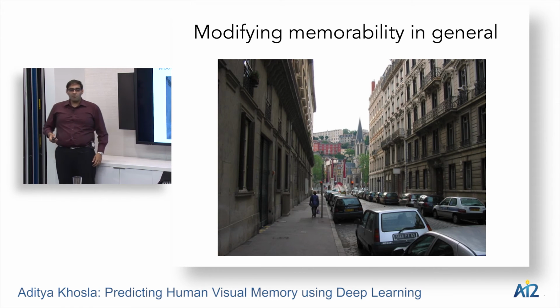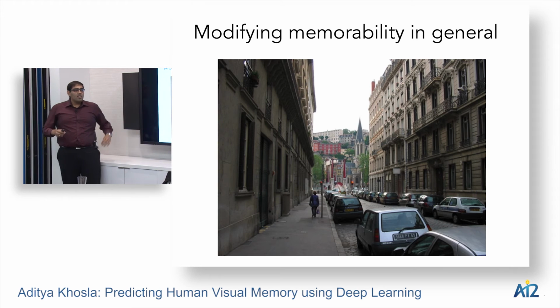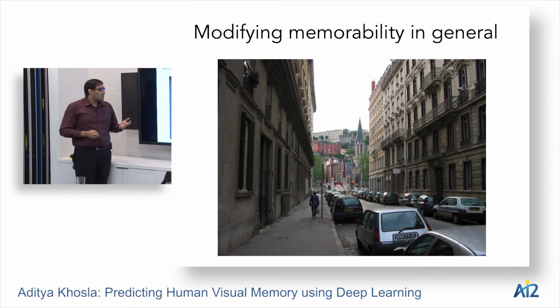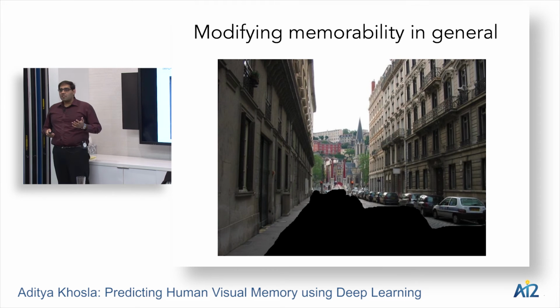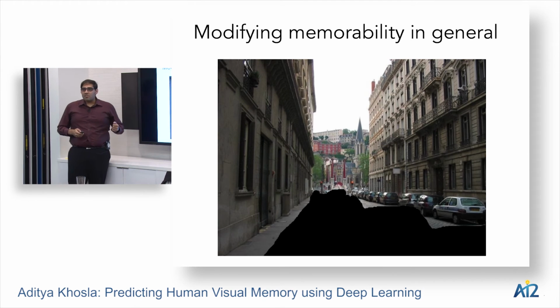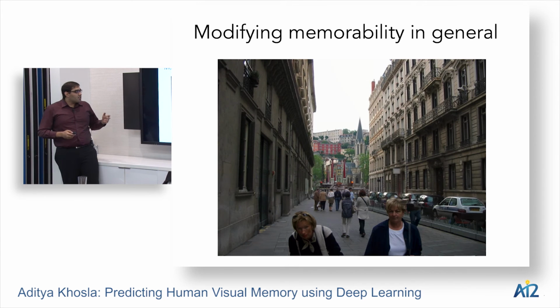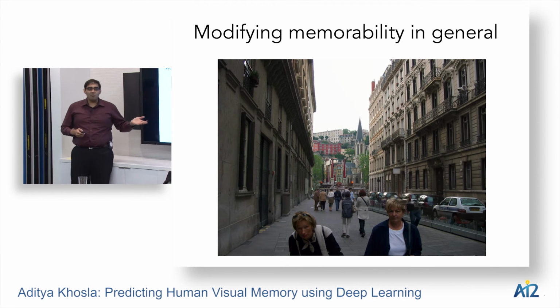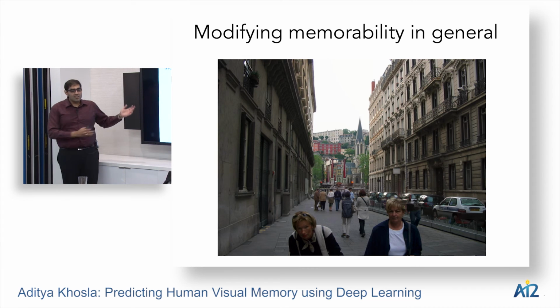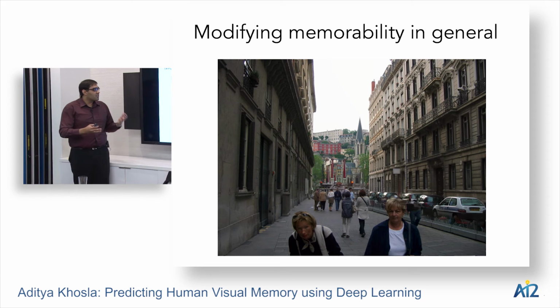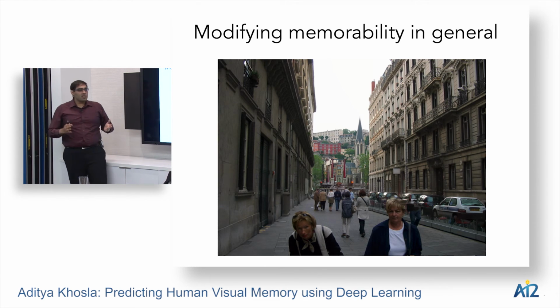general. So for example, for an image such as this one, using the heat map, we realize that this part doesn't tend to be very memorable. Can we now use a large database of images and potentially fill it in with something else that might make the overall image more memorable, right? This is something I have not done yet, but I hope would be interesting in the future, to be able to change memorability of images in general.